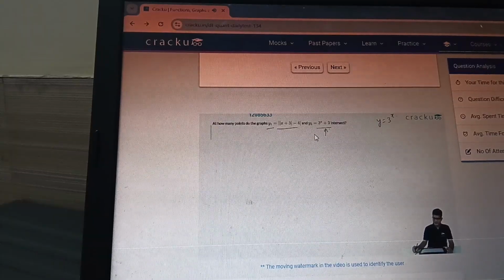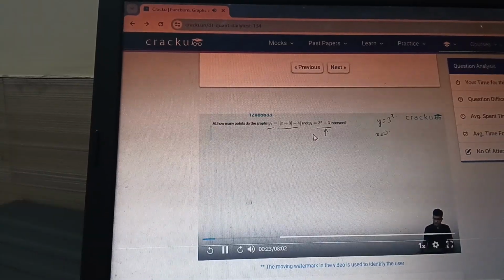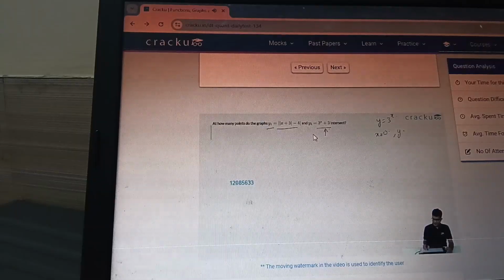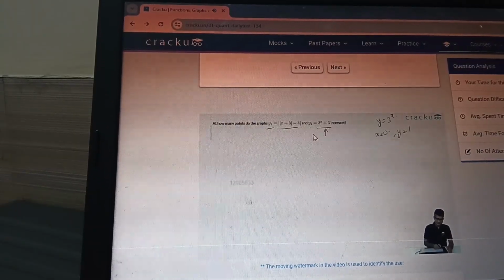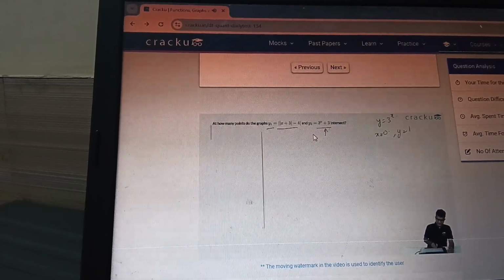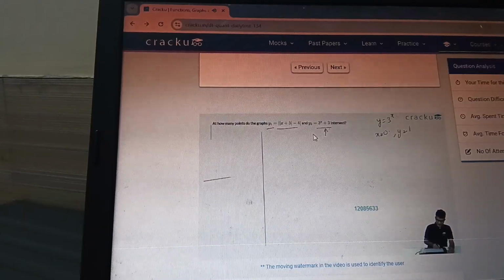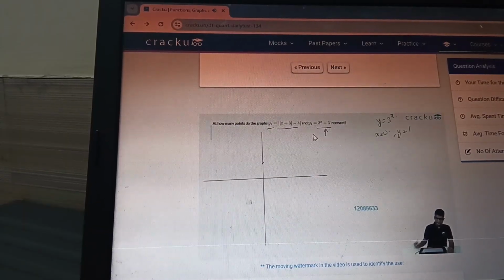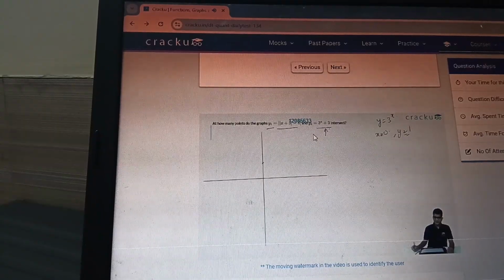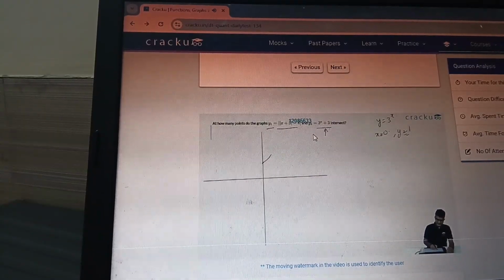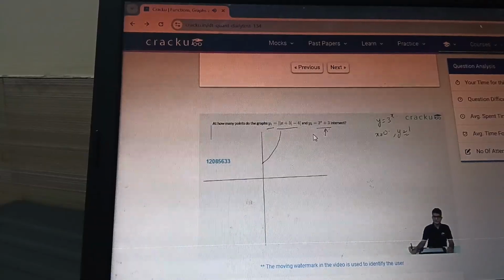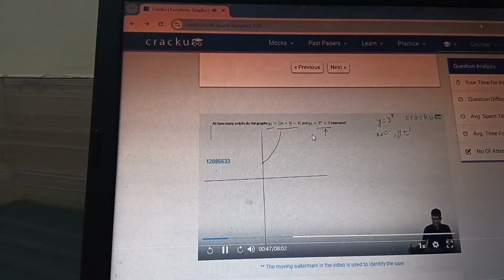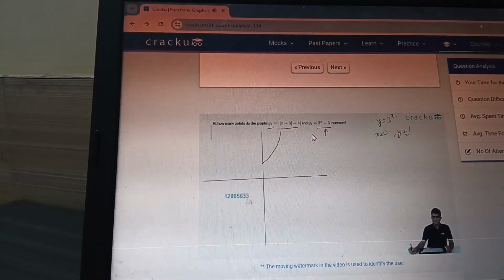How does this curve look like? When x is equal to 0, the value of y is equal to 1. As x increases, the value of y also increases, but it increases exponentially. So if you are drawing this as the y-axis, and if you are assuming this as the x-axis, when x is equal to 0, the value of y is 1, but as x increases, the value of y increases exponentially.